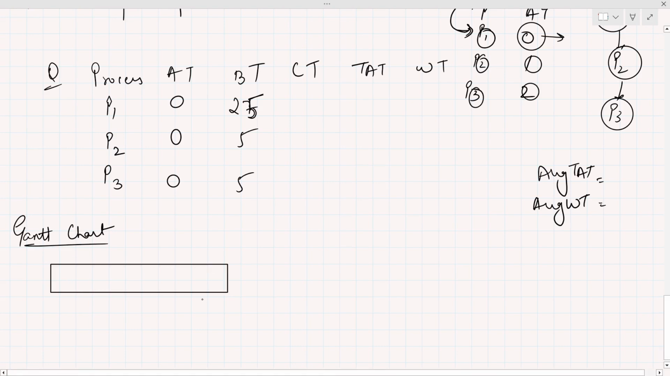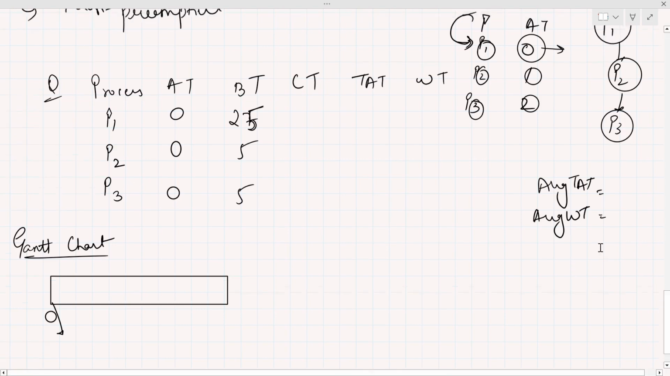What is a Gantt chart? A Gantt chart defines which process will get the CPU, and in what sequence. Remember one thing: a Gantt chart starts from 0. It never starts from a negative value or from a value greater than 0. At 0 we have to see how many processes are there. This is the arrival time, and every process has arrival time 0, so we can choose any process among these three. So which process will get the CPU first?